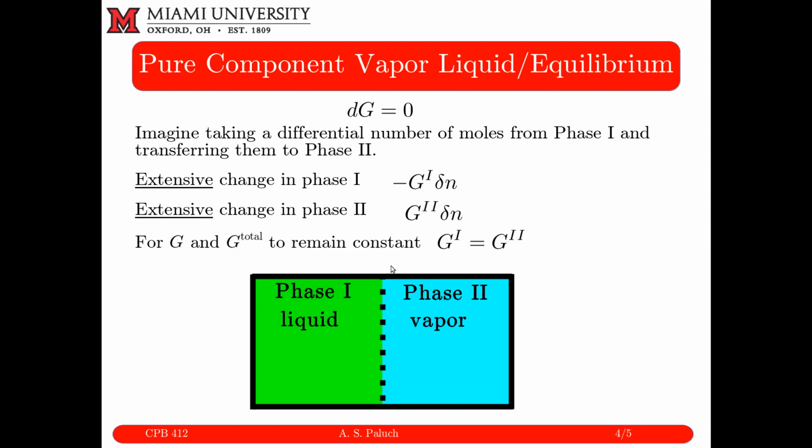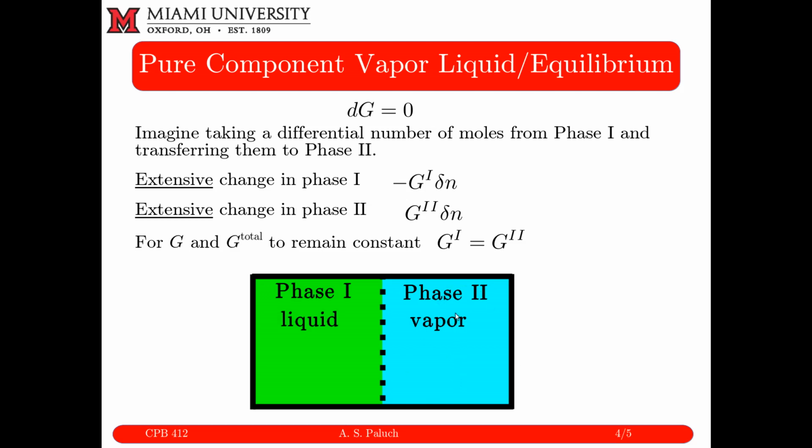It's G1 and G2 because within phase 1 and within phase 2 the properties are homogeneous, right? The properties are uniform. So the molar Gibbs free energy everywhere in phase 1 is the same, and the molar Gibbs free energy everywhere in phase 2 is the same. If moles were to leave phase 1, the change in total extensive Gibbs free energy is negative G1 del n, since G is uniform throughout phase 1. The extensive Gibbs free energy gained by phase 2 is G2 del n, because the molar Gibbs free energy and the properties are uniform throughout phase 2.